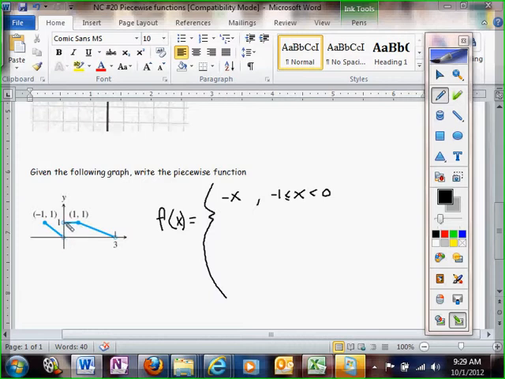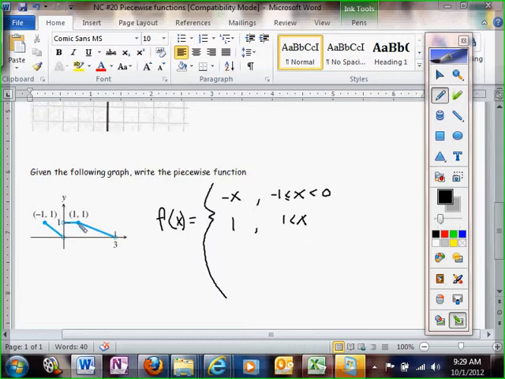And then moving up here, it looks like I have a jump discontinuity. I also have an open circle here, but it looks like it's a constant function. It looks like it's going to be y equals 1. The y value is 1. So it's going to be f of x or y equals 1 when the domain is when x is greater than 1. And it's just greater than 1 because, again, I have the open circle.